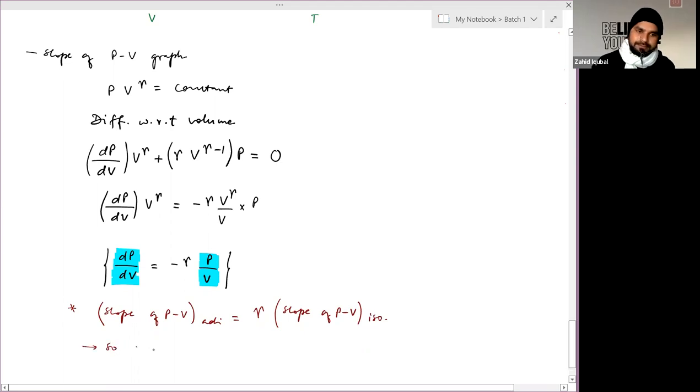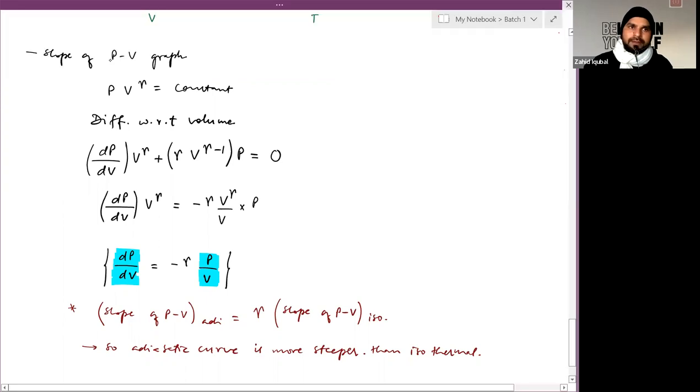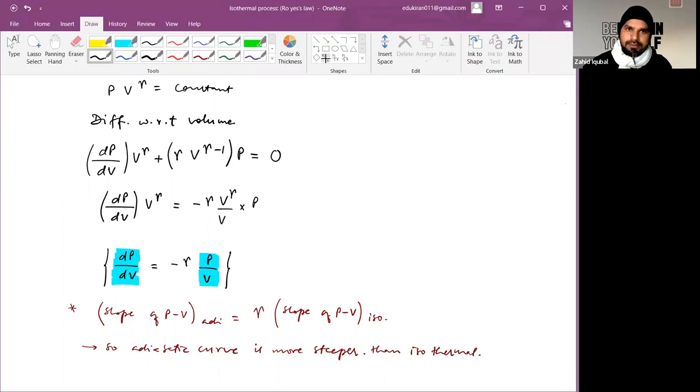So the adiabatic curve is steeper than isothermal. Next, since dP by dV is directly proportional to gamma, you'll be asked to draw graphs for different gases.